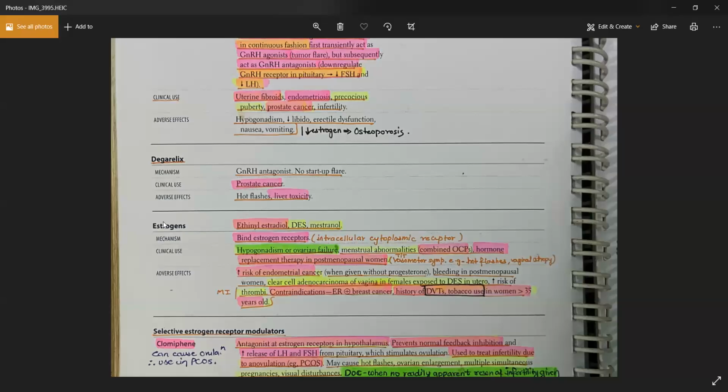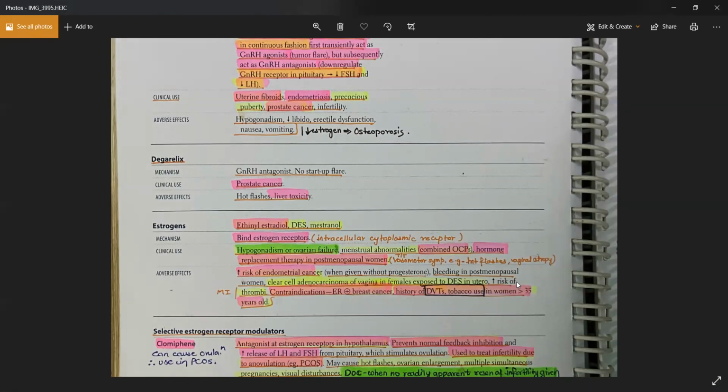That includes estrogen again. If you give the patient estrogen, this will increase the risk of endometrial cancer because it causes endometrial hyperplasia. Similarly, DES will increase the risk of adenocarcinoma. If a patient has ER positive breast cancer, you cannot give estrogen because it will stimulate the cancer. Similarly, if the patient has a history of deep vein thrombosis or tobacco use, whenever you encounter a woman more than 35 years of age with a history of DVT and tobacco use, you cannot give estrogen because it will increase the risk of thrombosis.